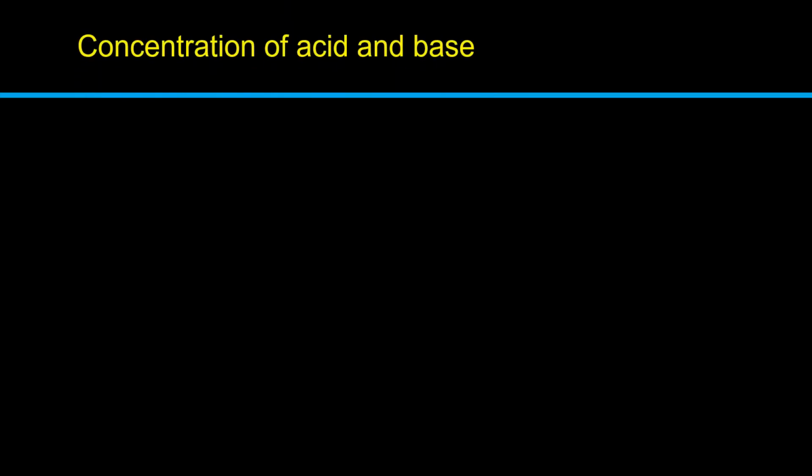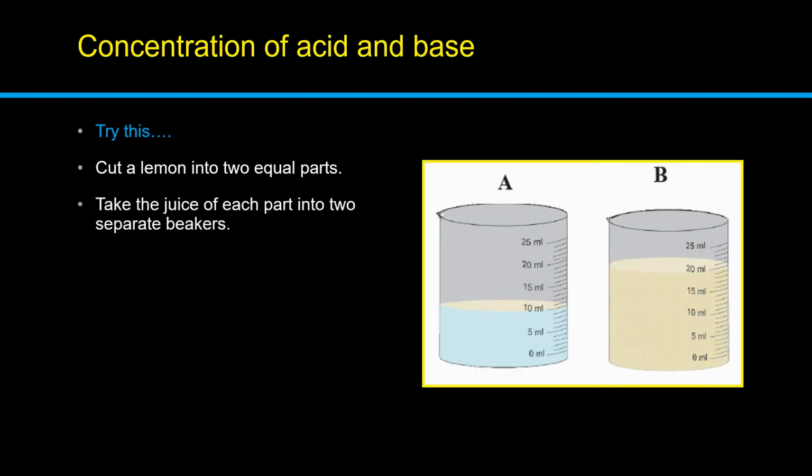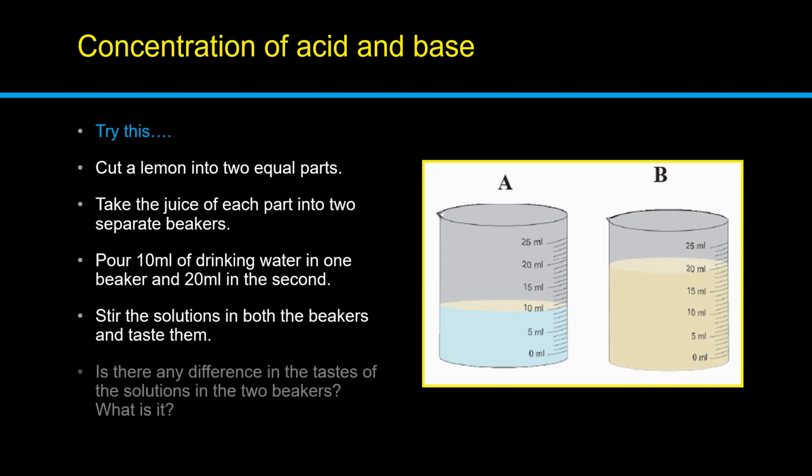Let us learn about concentration of acid and base. Try this children. Cut a lemon into two equal parts. Take the juice of each part in two separate beakers. Pour 10 ml of drinking water in the first beaker and 20 ml in the second beaker. Stir the solutions and taste them.